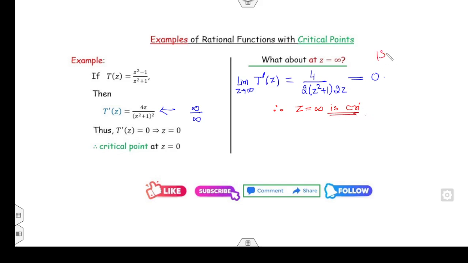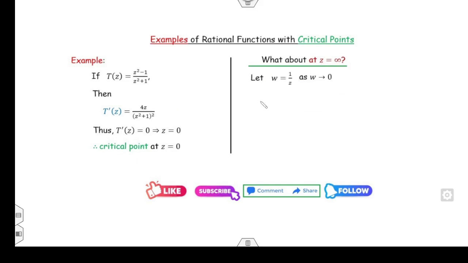This is the first method. You can easily check that. The second method is, I can choose w equal to 1 over z. As z approaches infinity, w becomes 0. Fine. Then I can find the value of t of w.